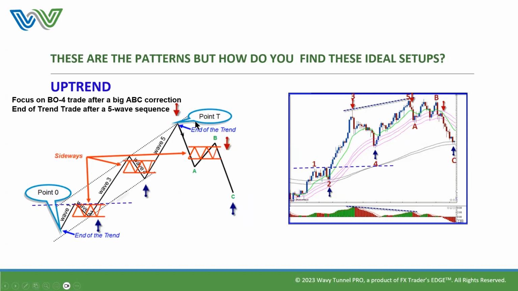So what we're going to talk about is finding these ideal setups and focusing on the breakout for a trade after a big ABC correction, after you have the strong trend trade, the 5-wave sequence. Back in October, we had so many weekly stocks fitting this pattern. So many, I just didn't even know which ones to take. There were just so many.